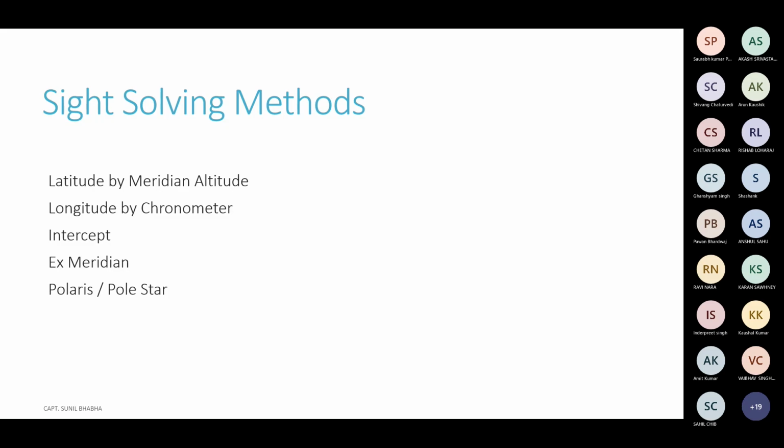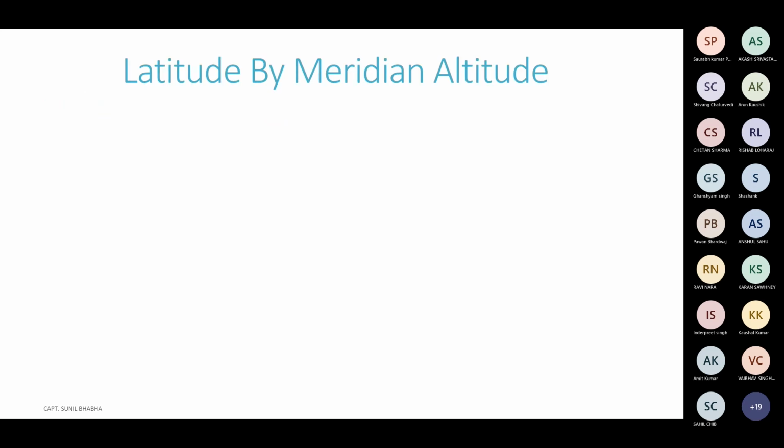We will see that in these types of questions, what is the information which is provided to us, and how do we use that information to solve the site and find the position line, which can then be plotted on the chart. So starting with our first method, latitude by meridian altitude.